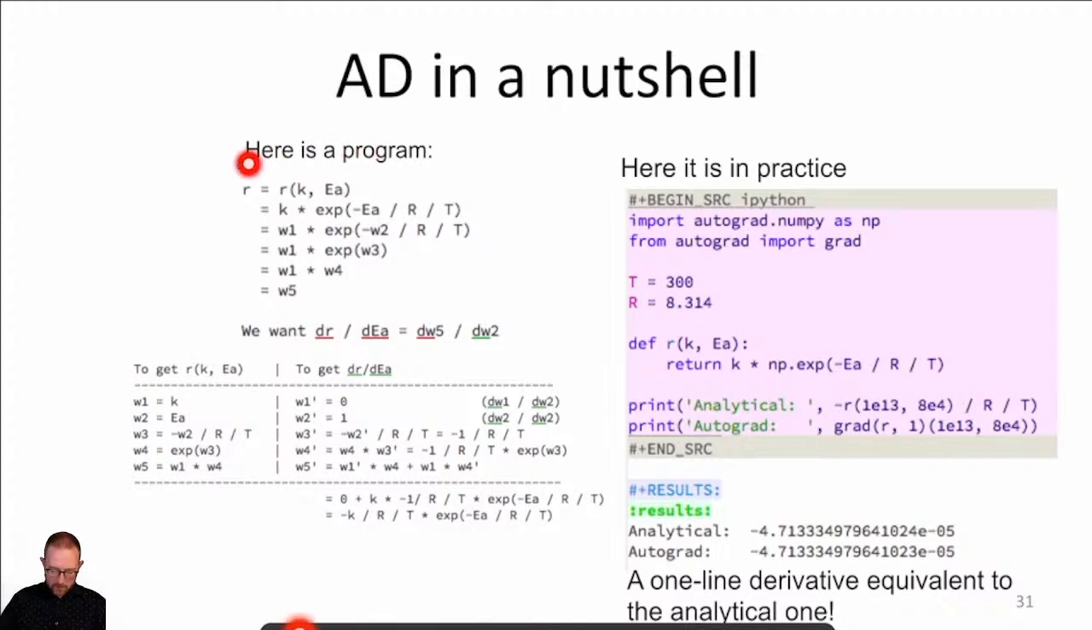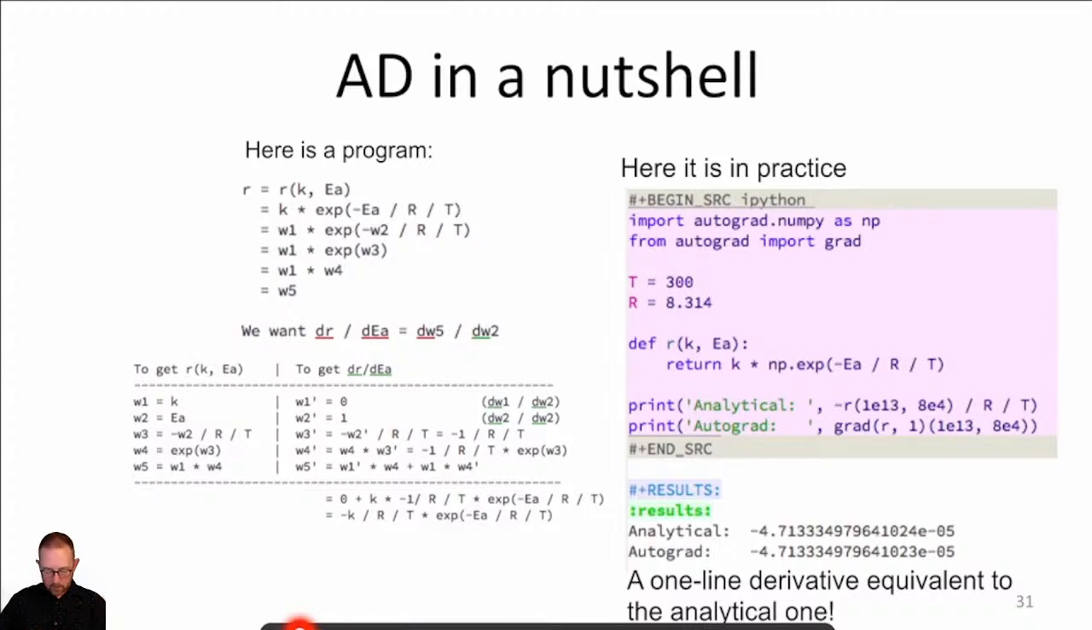Let's say we have this program that is designed to calculate the Arrhenius law. So we have the rate is some pre-exponential times e to the minus activation energy divided by R divided by T. So what we do is write this in a series of steps where we express things in terms of W1 and W2. W1 is obviously k, W2 is Ea, and then we can express this constant as W3, and then this product is W1 times W4, and this product is W5.